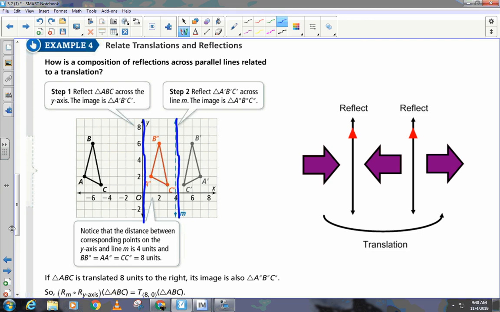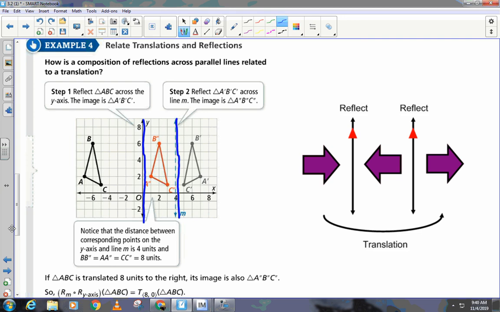It's just a translation. If you have two parallel lines, you reflect over one and reflect over the other, you actually end up with a translation. Do you see that? Look at the letters. See, A, B, C, the order in which they are. Look at this right here. The arrow, I reflected, and then I reflected again, but what is it? A translation.